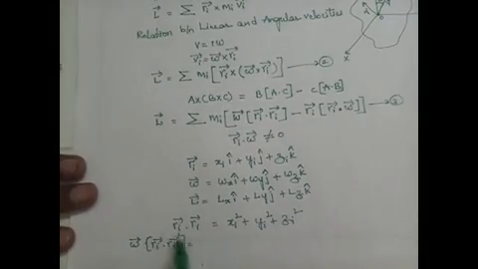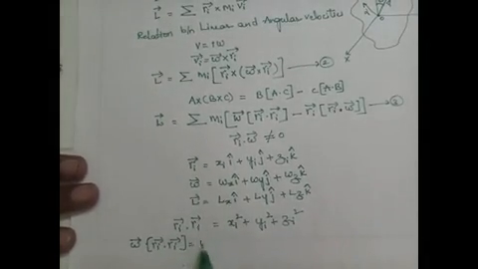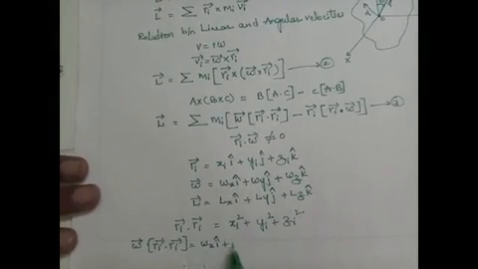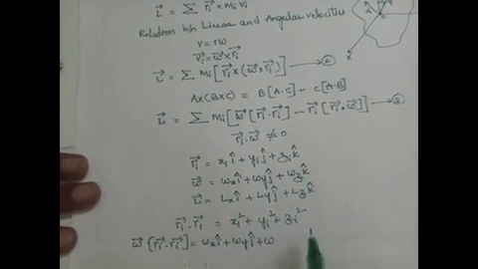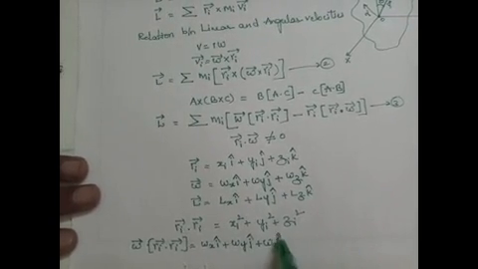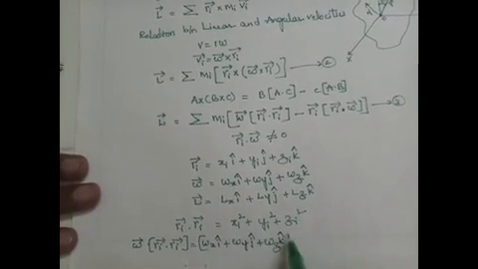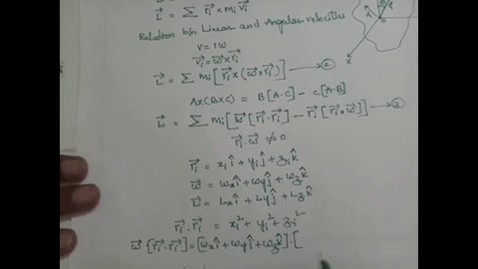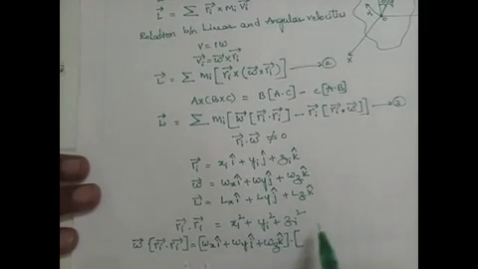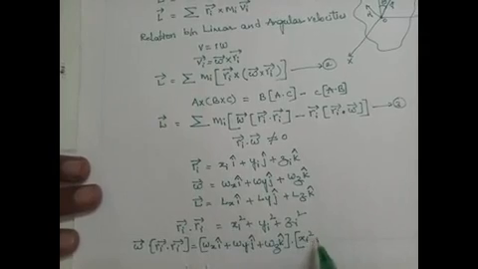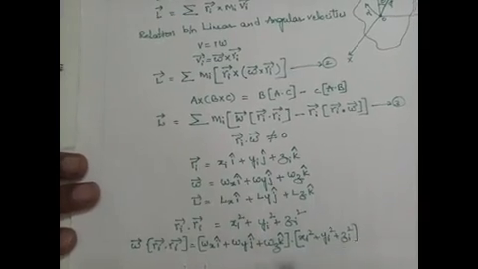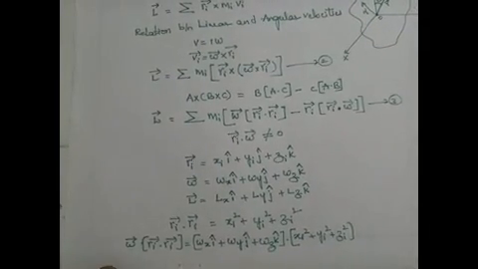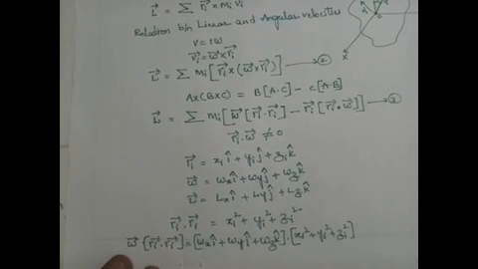Now substitute the omega bar value here: omega x i cap, omega y j cap, and omega z k cap, with the dot product, and ri bar dot ri bar. What is that? You know very well: xi square plus yi square plus zi square. And multiplying this equation, what do we get here?